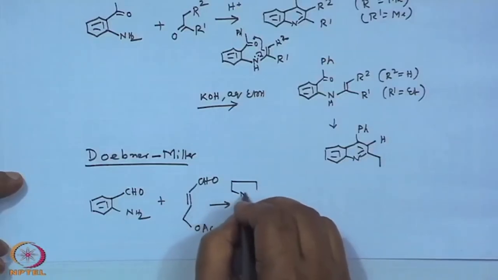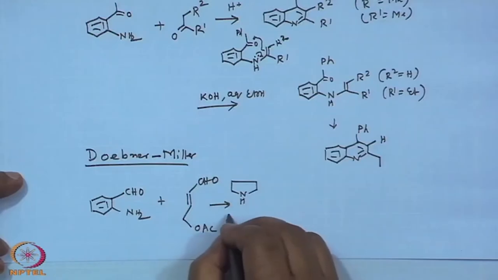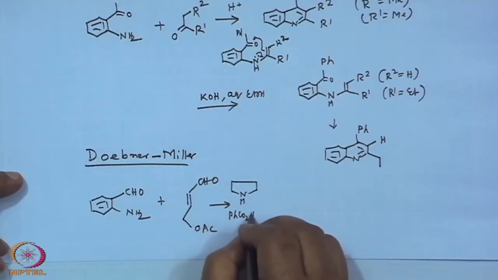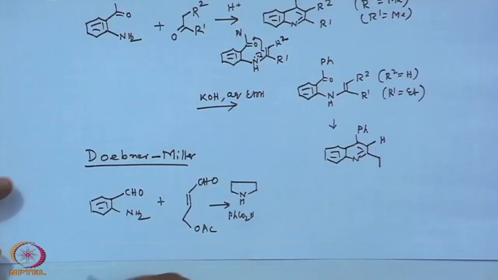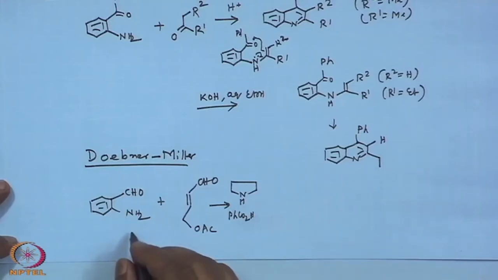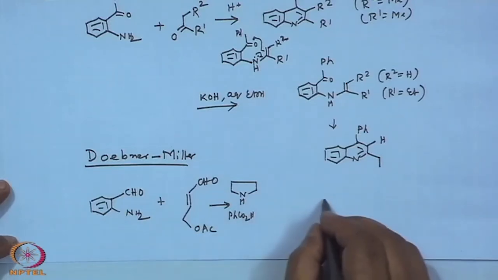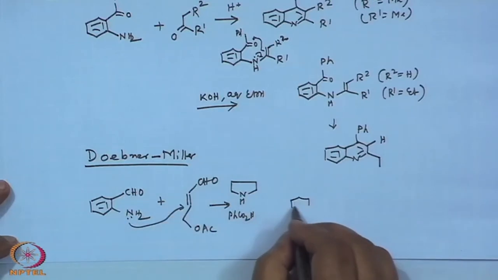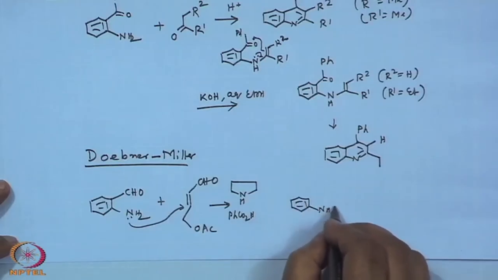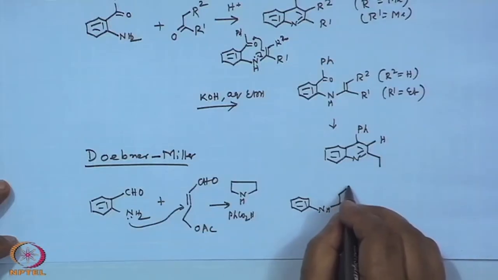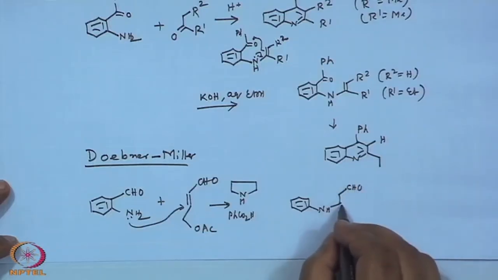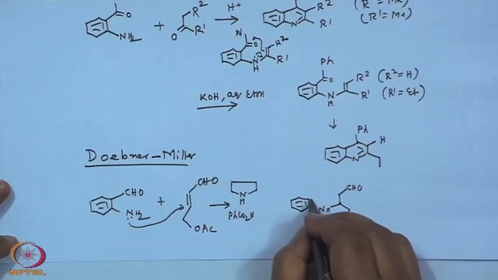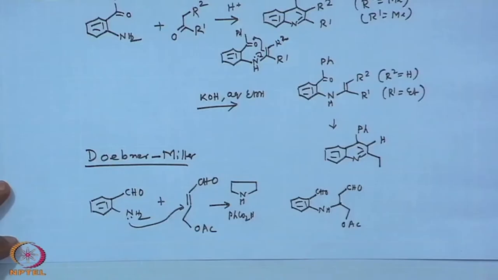And you use pyrrolidine base in the presence of benzoic acid, and you can guess what could be the product. Mechanistically, first you see that it undergoes a Michael kind of addition, NH, and then you have an aldehyde, right. So this is an aldehyde and acetate and this aldehyde. What next? I think you can guess.